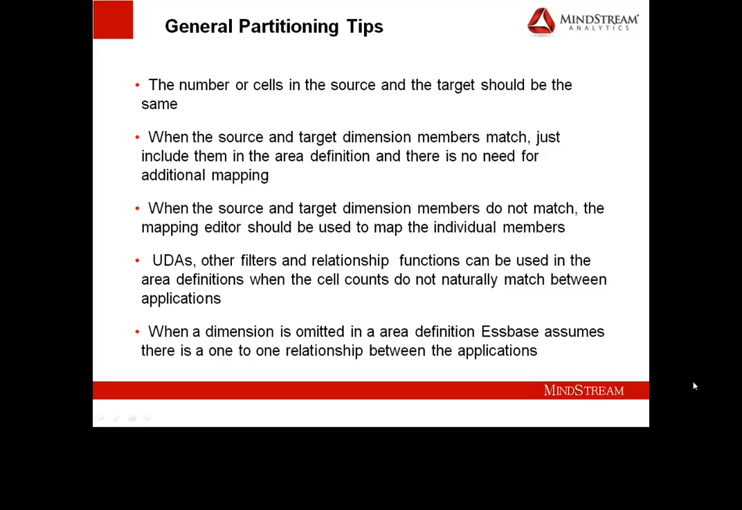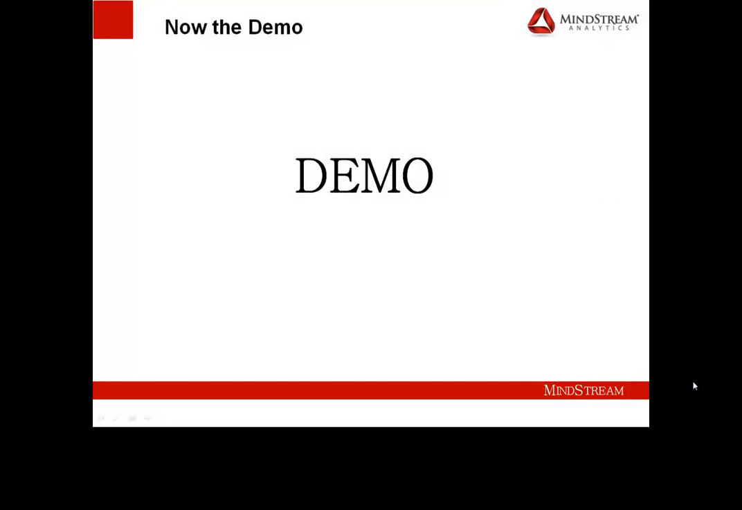UDAs, user-defined attributes, other filters, and relationship functions can be used in the area definitions when the cell counts do not naturally match between applications. Finally, when a dimension is omitted in an area definition, Essbase assumes there is a one-to-one relationship between the applications. Well, this brings us to the demo, and off we go.